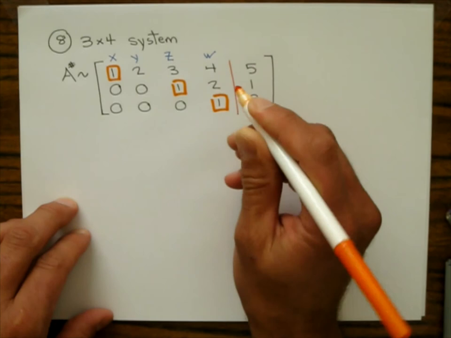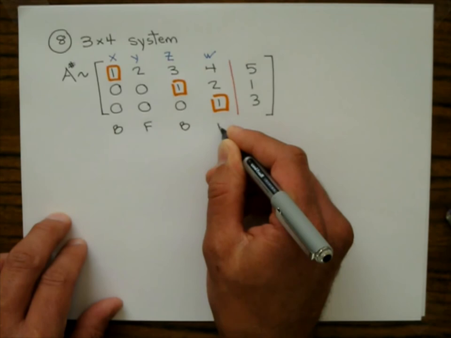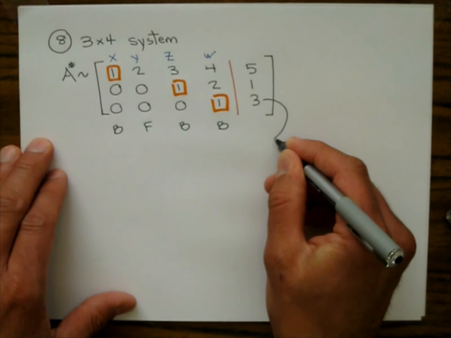Now we're going to go through and label bound and free. So x has a leading one, it's bound. y is free. z is bound. w is bound. Okay, I'm going to write out the last equation. The last equation says w equals 3.